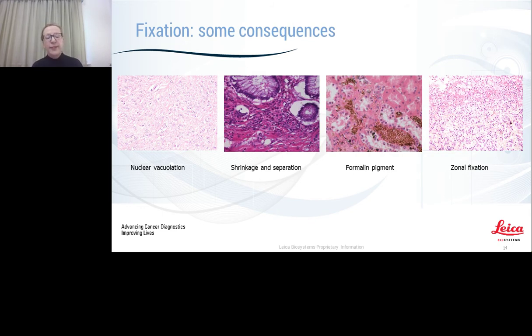Some of the consequences of inadequate fixation. There's nuclear evacuation. You might have a shrinkage and separation, particularly if the tissue has been fixed in alcohol. There's formalin pigment if the pH is incorrect, or zonal fixation where the tissue has not been penetrated accurately and therefore the external part of the tissue might be fixed in a different way than the internal areas of the tissue.